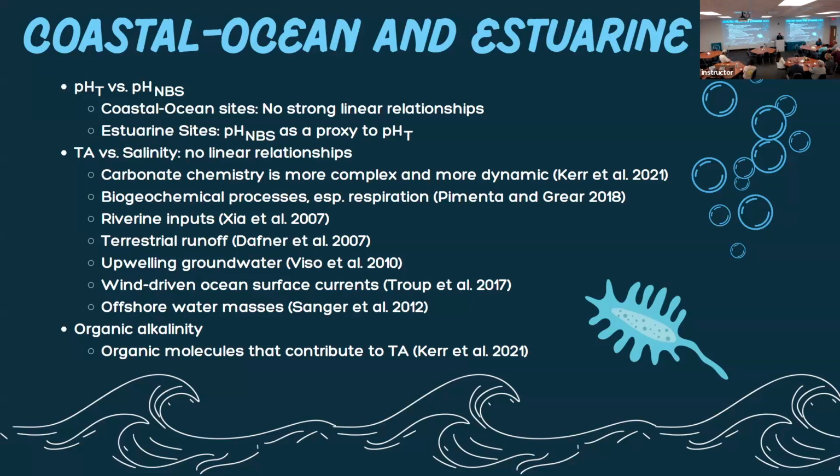And this is just due to carbonate chemistry being more complex and more dynamic in these coastal ocean estuarine acidification areas. This could be due to biogeochemical processes, especially respiration, like I showed you previously. We have riverine inputs from those highly organic rivers, terrestrial runoff, groundwater affecting the areas, ocean surface currents. So all these different pieces play a part of the puzzle, and we just need to start fitting them. And then one of the things that I would like to look at in the future too is called organic alkalinity, and that's briefly organics that are going to affect the total alkalinity of the system.